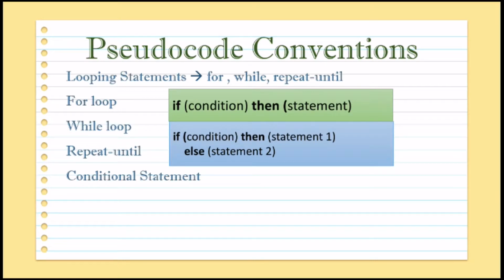Second one is if condition then statement 1 else statement 2. So this is if else statement, and here condition is tested, and if condition is true, then statement 1 will be executed, and if condition is false, then statement 2 will be executed. Depending on condition, either statement 1 or statement 2 will be executed, but not both. Here statement 1 and statement 2 can be a single statement or block of statements.